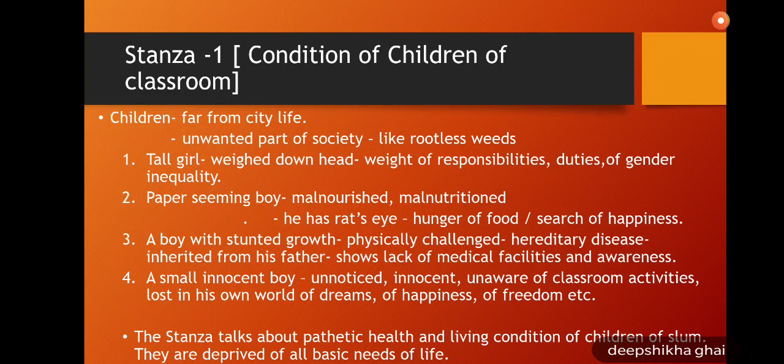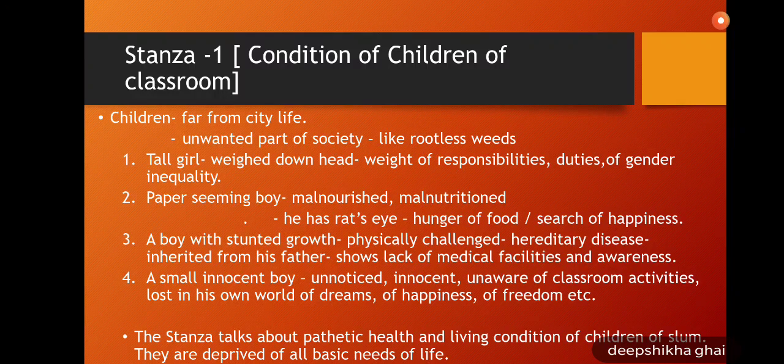The third child described is a physically challenged child. This boy has a stunted growth. His bones are not normal. He is not able to stand properly. He is not able to walk properly. He is carrying this disease as a part of hereditary from his father.